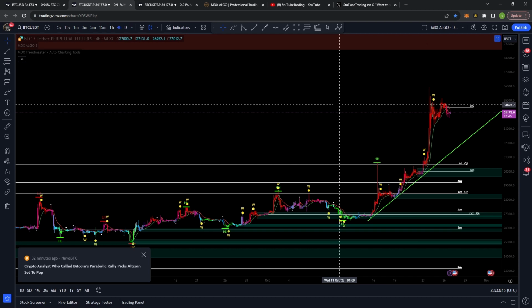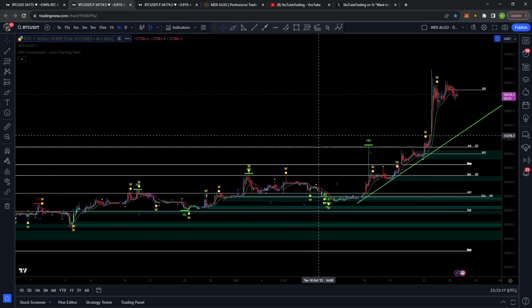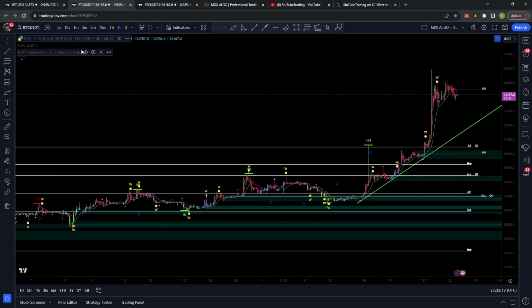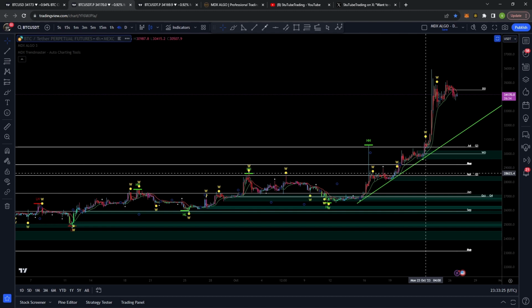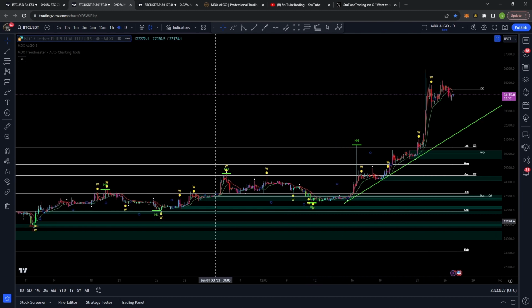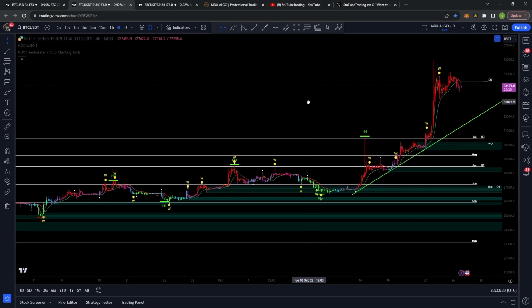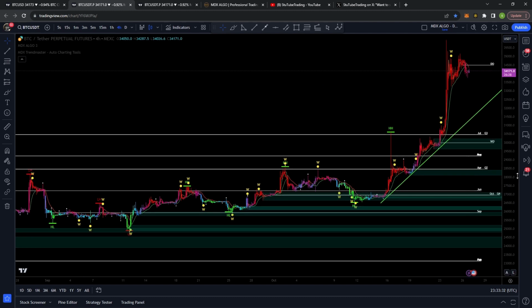Taking a look at the 4 hour, you guys can see, I've just been loving these auto charting tools lately, the MDX Trendmaster auto charting tools. It maps out monthly levels, daily levels, higher highs, higher lows, all that sort of thing. And just look at these beautiful signals here.